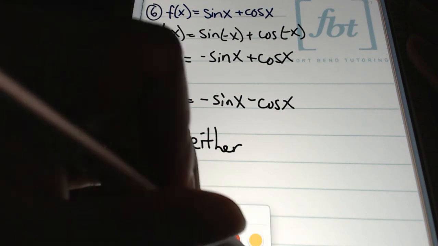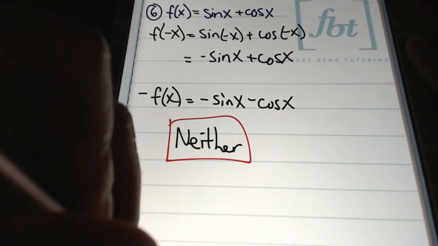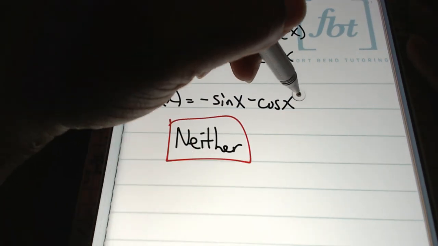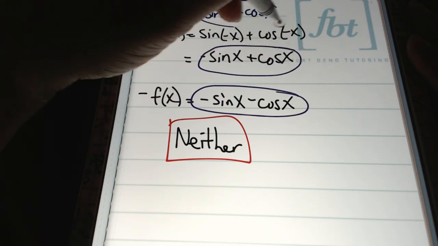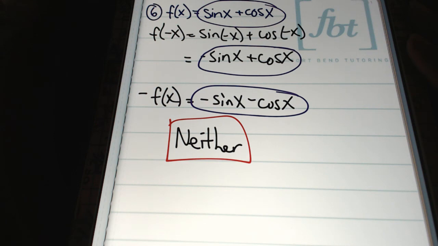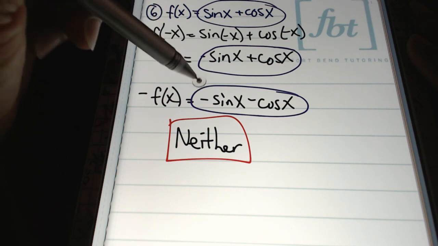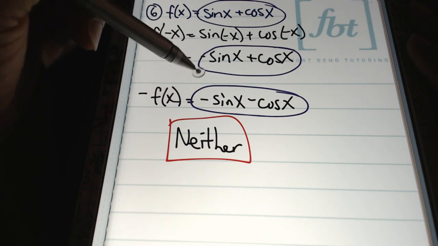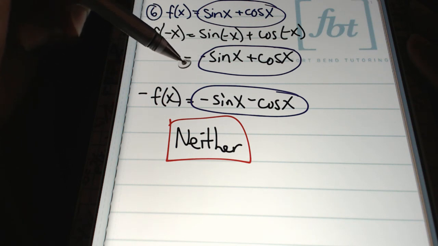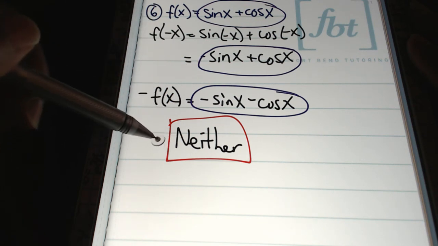So the answer is neither, because what we were doing is comparing this result and this result, the original problem, of course. If your original function matches your substitution of x with negative x, that means you have an even function. If that substitution is equivalent to the opposite of f of x, then you have an odd function. And if neither of those situations occurs, as in this case, the answer is neither.